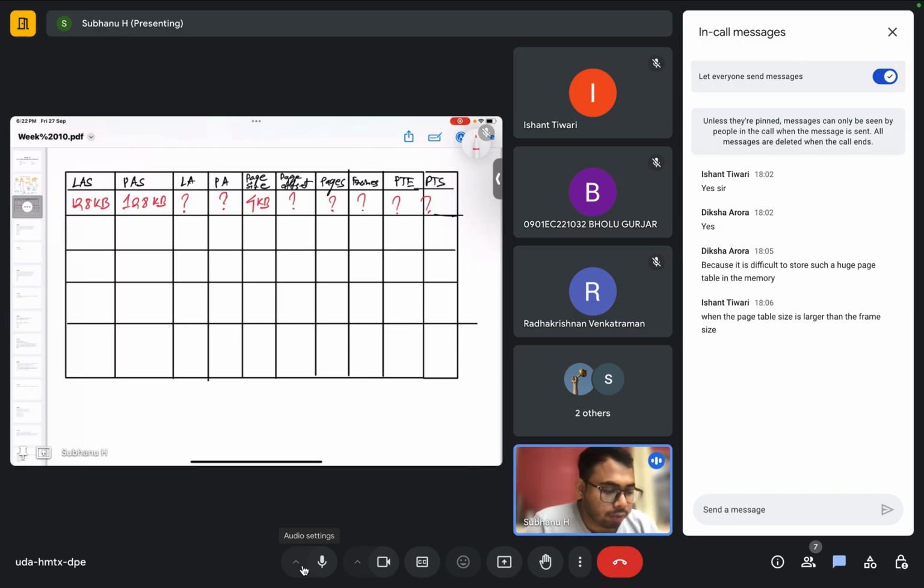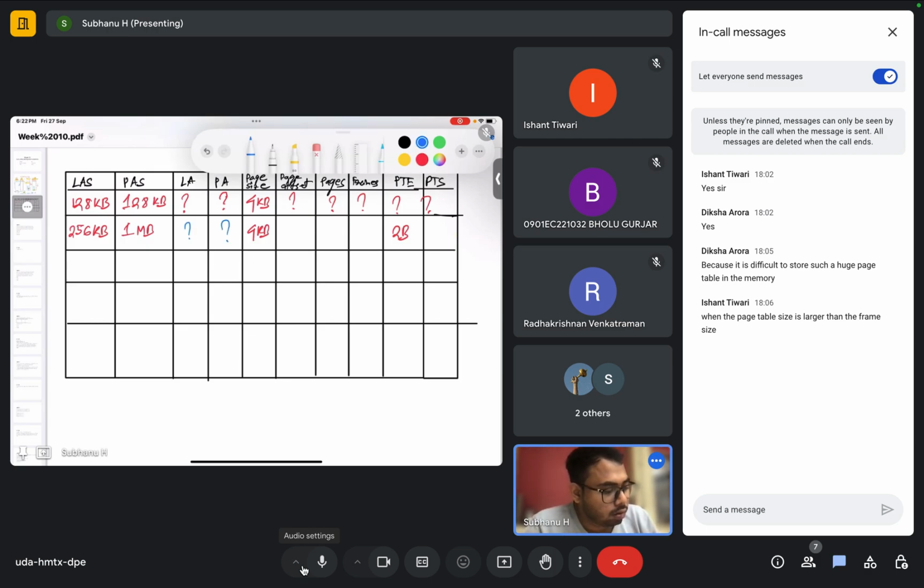Now, to solve the numericals on this paging, we can start from here. Like, we can make a table.